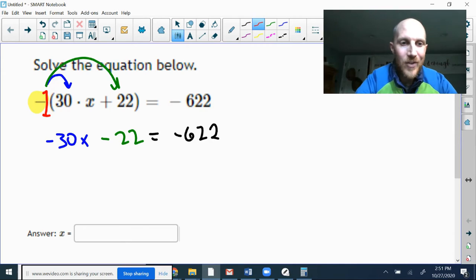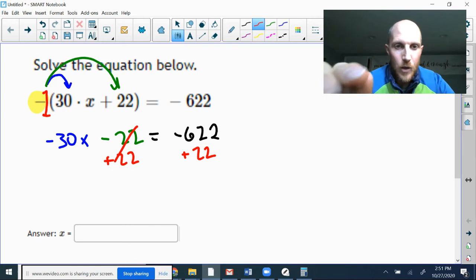All right. Next step, trying to get the x by itself. We're going to have to get rid of the -30. I'm going to have to get rid of the -22. Order of operations says we do subtracting, adding first. So that means this 22 goes away. We do the opposite by adding.